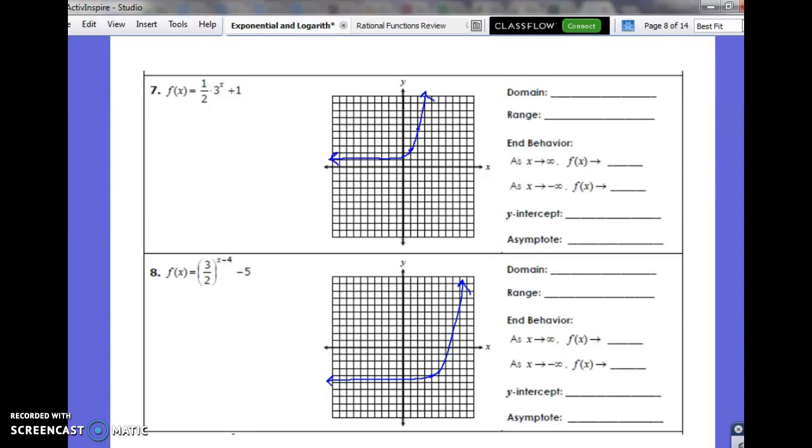Okay. So same kinds of things. I'm just going to talk through some of this stuff to make sure we get through. So on number 7, this 1/2 causes a vertical shrink. This +1 causes a vertical shift of up 1. So that means that graph, since the whole thing has been shifted upward, the horizontal asymptote is now at +1. Okay, domain is still all real numbers. Range then starts at 1 and goes up forever. Right-hand side goes up forever. Left-hand side levels out at 1 over here.